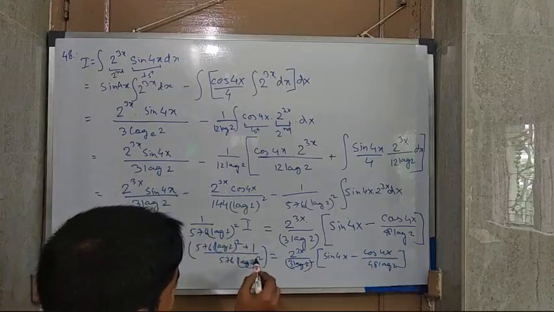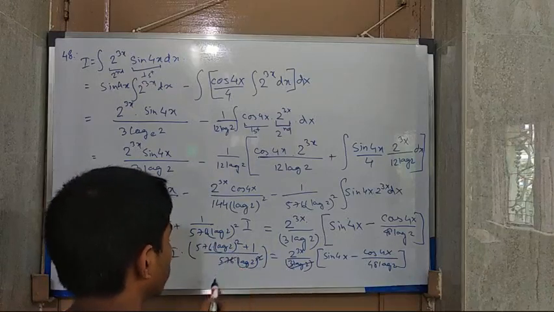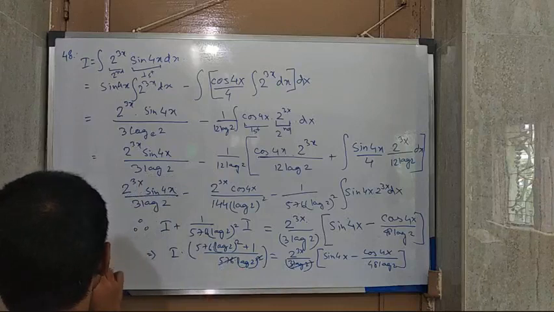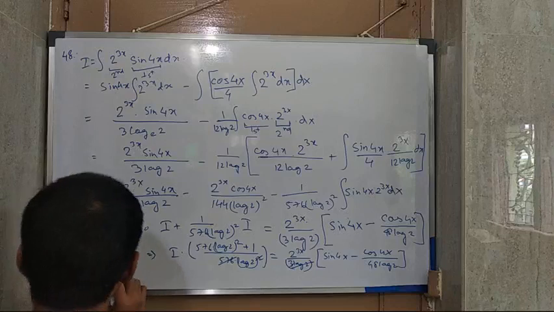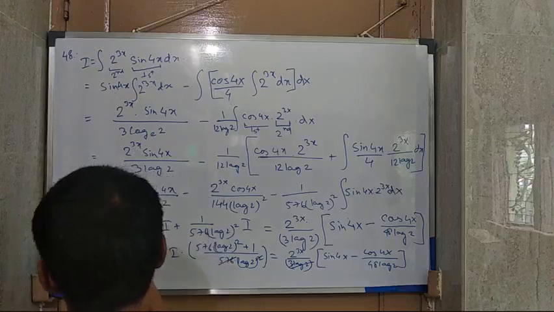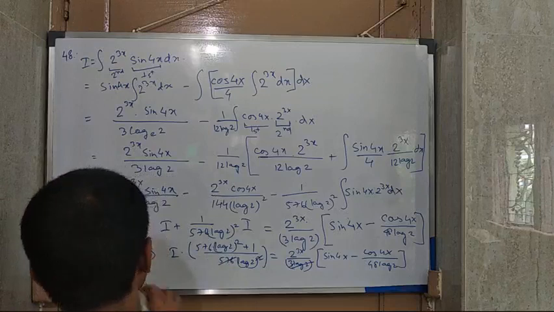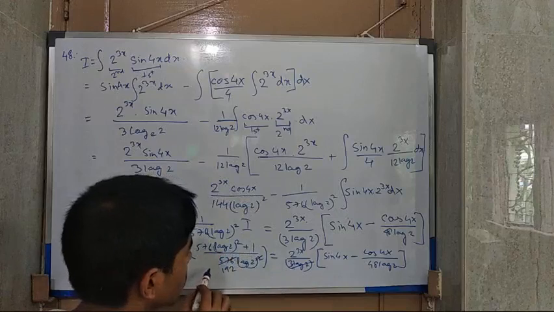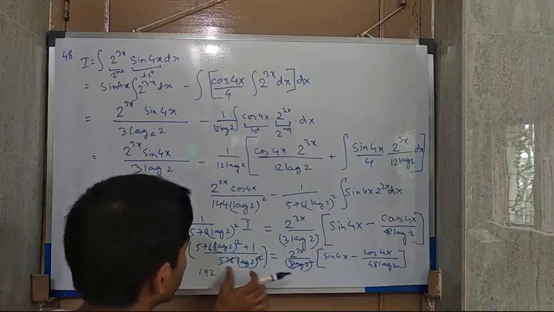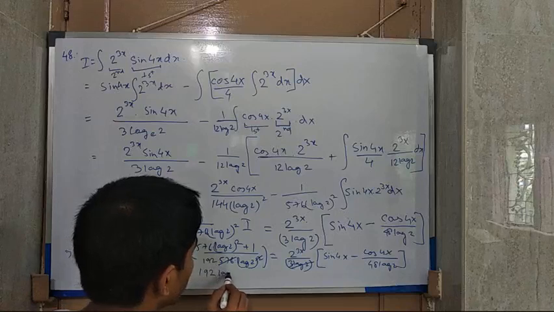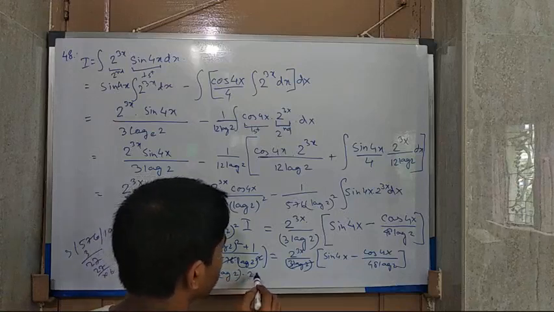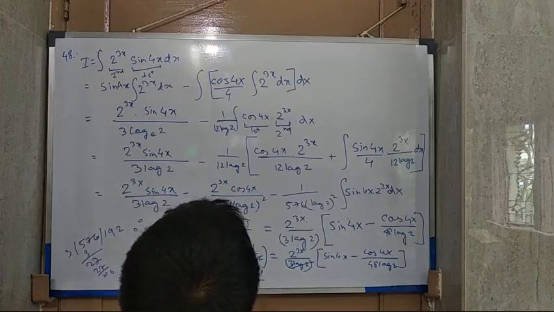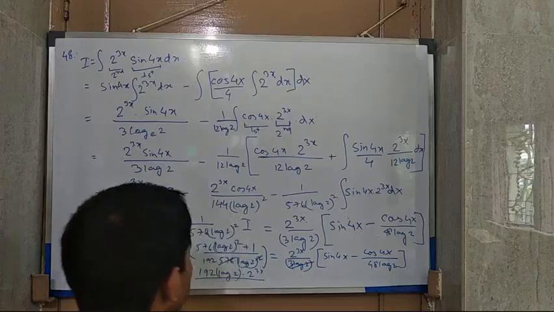And now I can just cancel 1 log 2, and what is 576 divided by 3, 9s are 27, this gives 192. So that implies I is equal to 192 log 2 times 2 to the power 3x divided by. So yeah, seriously, this is quite unnecessary. I don't know.